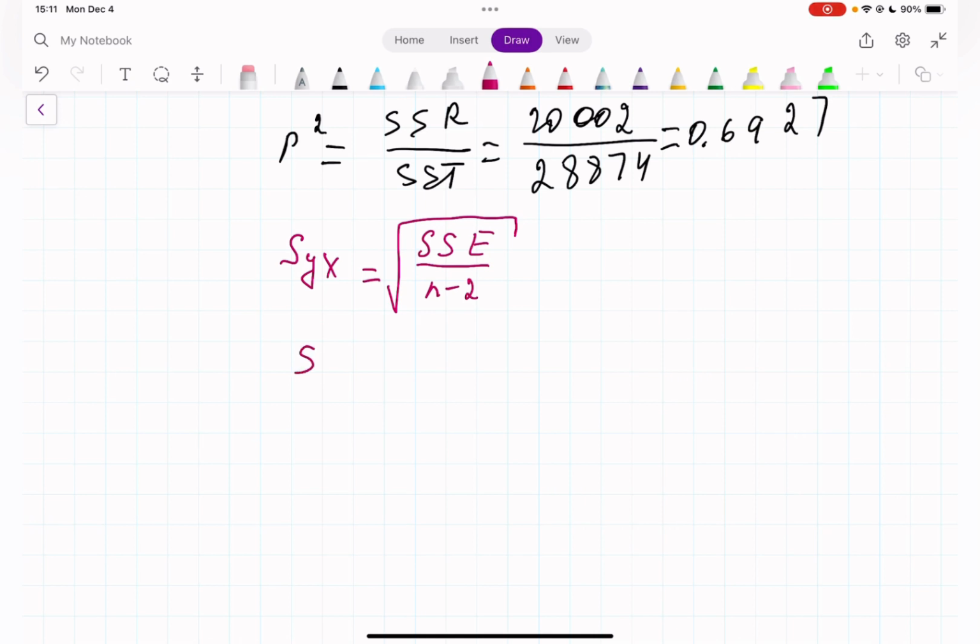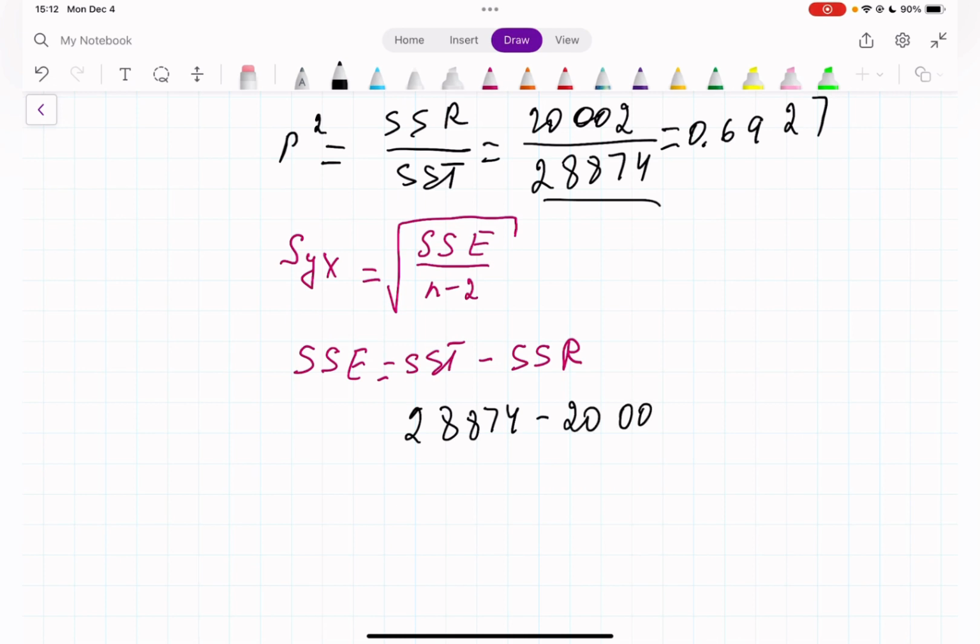SSE, the error sum of squares, is equal to SST, the total sum of squares, minus SSR, the regression sum of squares. My SST was 28,874 minus 20,002, right? Because if total consists of regression plus error, accordingly, error is going to be total minus regression sum of squares.